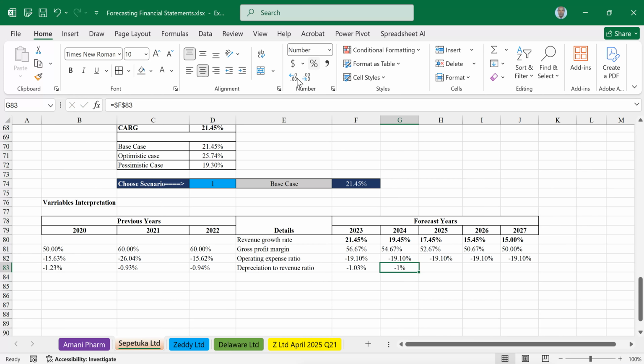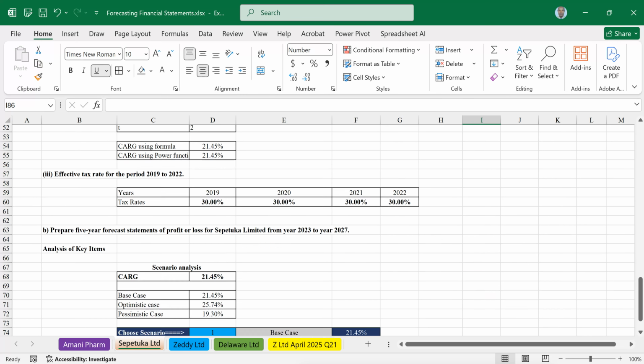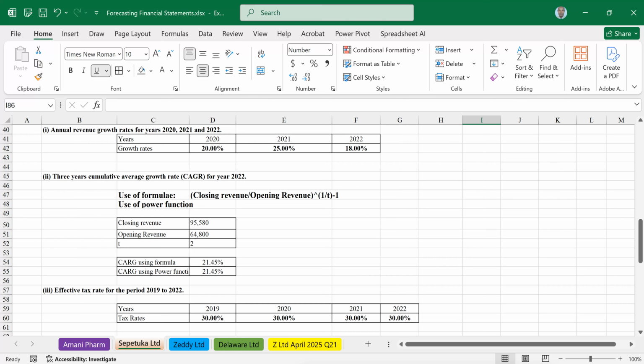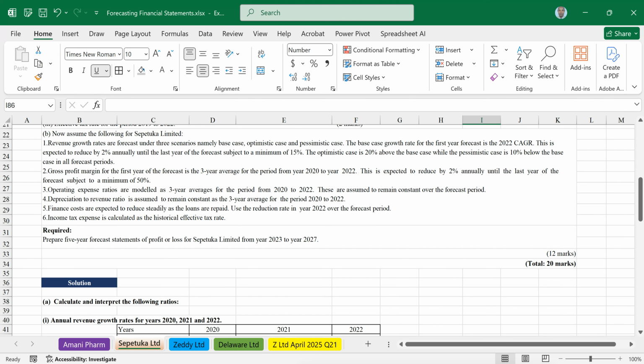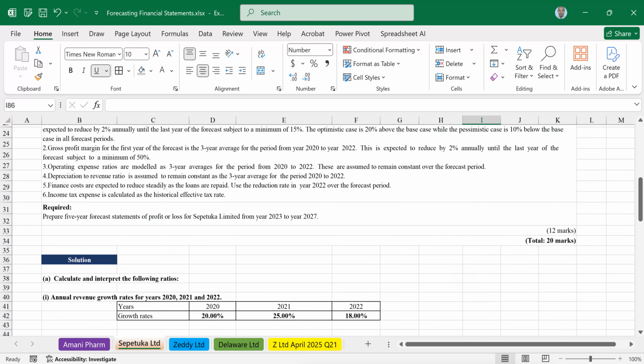Percent to decimal, drag across that way. Then 5, finance costs are expected to reduce steadily as the loans are repaid. We'll be using the reduction rate in the year 2022 over the forecast period. So finance costs are expected to reduce steadily and use the reduction rate in the year 2022.